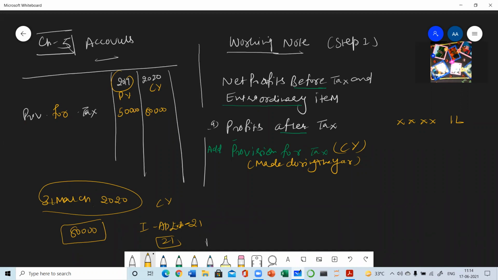Current year. Suppose this is 80,000, so this will be added to the profit after tax. So the very first figure is the profits which will be given in the question. These are the profits after tax. Then the second thing which we need to add is provision for tax. Which year? Current year. So this is the current year provision and this is the previous year provision, and it must be given in the question.